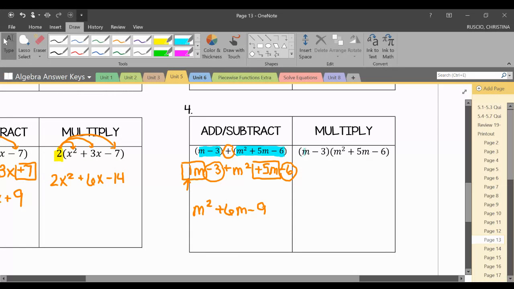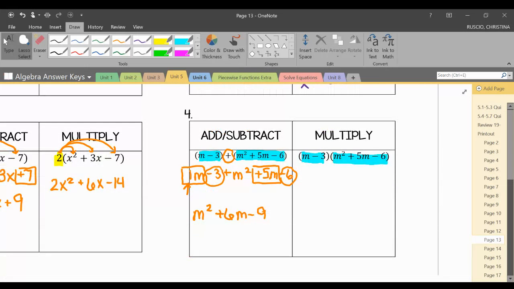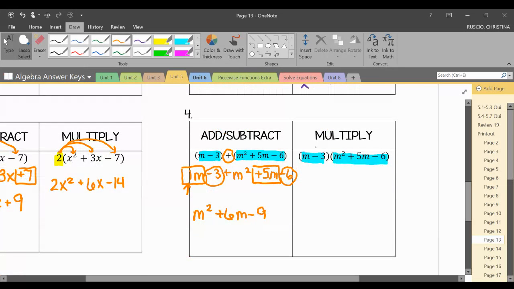When we multiply these, we are going to do similar to what we did in question number 3. Instead of having a 2 by 2 box, we are going to have a 2 by 3 box because this is a binomial times a trinomial. It doesn't matter how you write it, like which polynomial you put on either side. I'm just making the choice to put my m minus 3 on this side and then my m squared. So literally I just copy what's in the blue and put that up top.